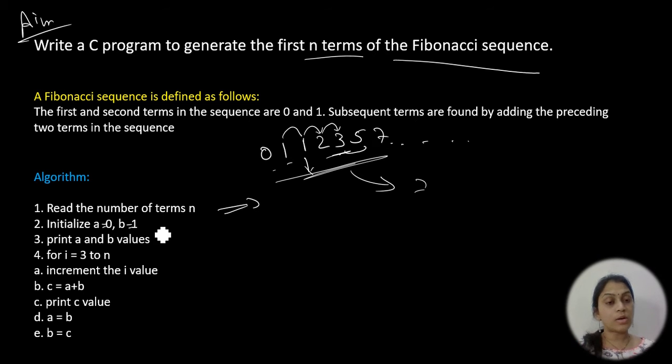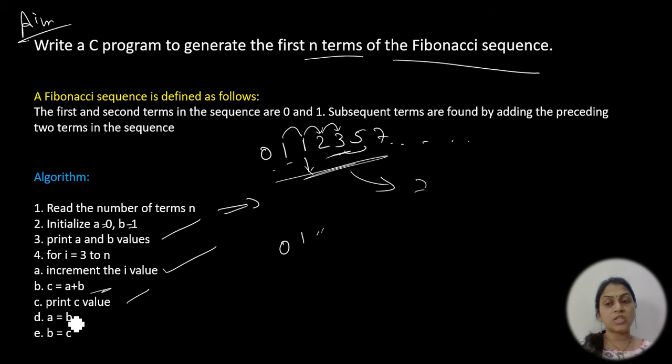So initialize A equal to 0 and B equal to 1, and print those A and B values. Next, suppose I goes from 3 to n. First initialize I equal to 3 and check whether the I value is less than or equal to n, and then increment the I value. In the for loop, every time you increment, add the A and B values and print that value. That is the third value. The first and second values are always 0 and 1, and the third value printed is A plus B, the C value.